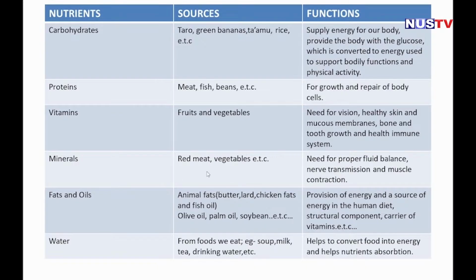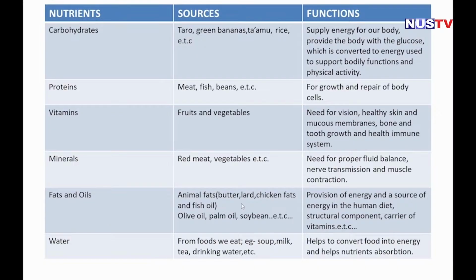Another major nutrient are fats and oils or lipids. We find fats or lipids in animal fats like chicken, fish, olive oil, palm oil, soybean, and many other types of oil that we are now using for our cooking. Their function is provision of energy and a source of energy in the human diet, structural component, and carrier of vitamins, and so on.